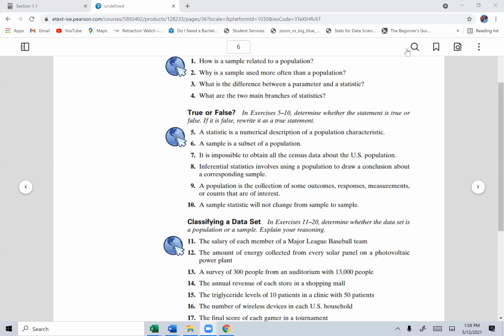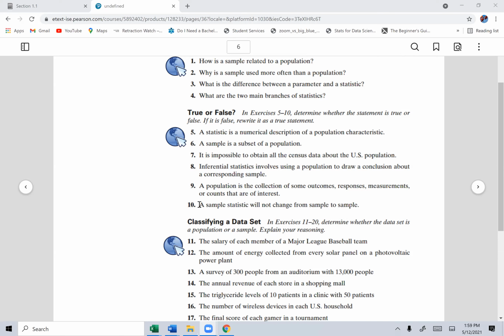All right. True or false, guys? Number 6: A sample is a subset of population. True. Yep. What about 7? It is impossible to obtain all the census data about the US population. True. Is it true? Although it's supposed to cover the entire population, we don't capture the entire population.